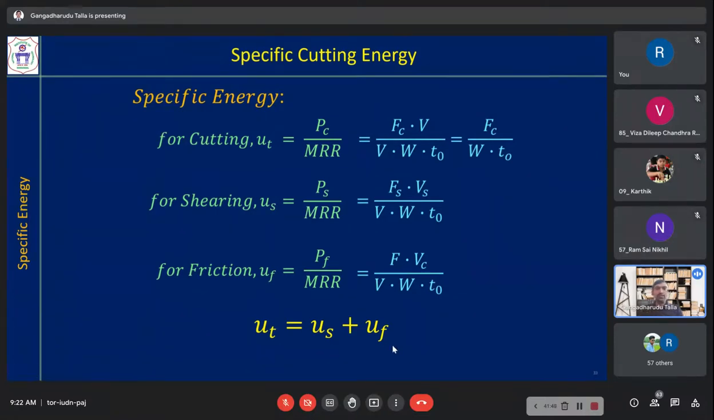Because for cutting to take place, you have to overcome the friction and the shearing action. Both are taking place during the cutting. So the total cutting energy is the summation of these two. Of course, some minor losses may be there, but we assume that those are negligible. So ultimately, UT is equal to US plus UF, shearing plus friction. If you take the energy consumed in the shearing process and the friction process between the chip and the rake surface, the total energy consumed is equal to the cutting energy.